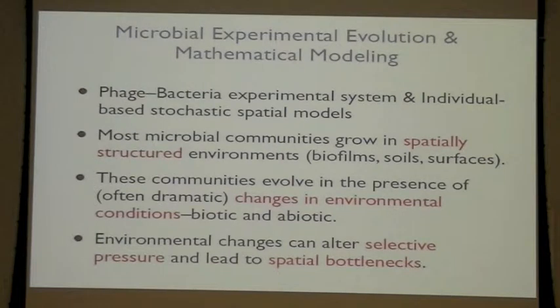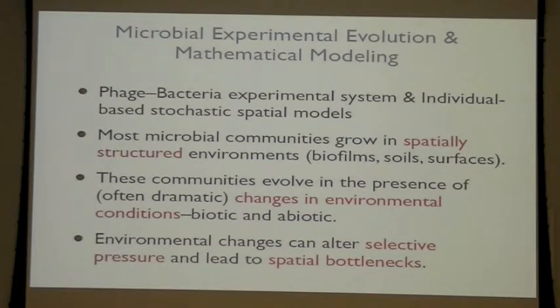I mentioned spatial structure, and this is important for microbial systems. In particular, these organisms have evolved in spatial environments, and so that should leave some signature on how they evolved, what the phenotypes of their evolutionary trajectories look like.